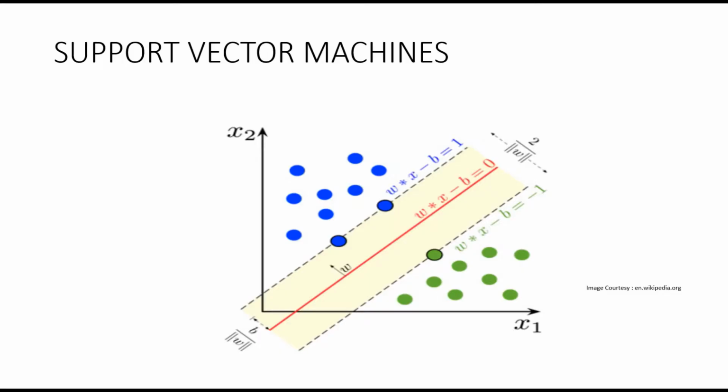Now I am going to give some more clarity on hyperplane. We already discussed hyperplane, so I am going to give you some more idea on what exactly a hyperplane is. A hyperplane is a decision plane which separates between a set of objects having different class memberships.